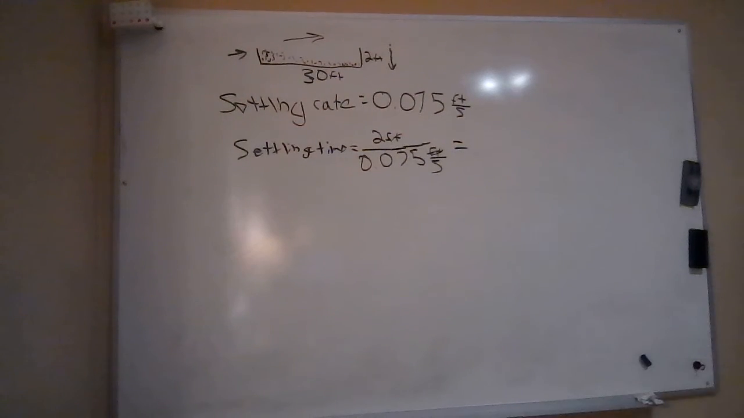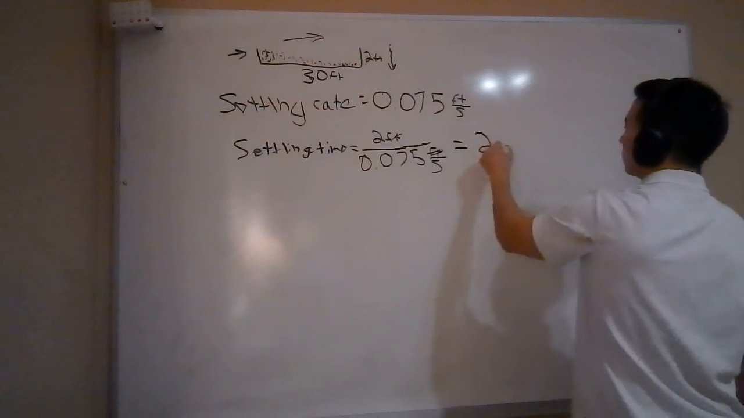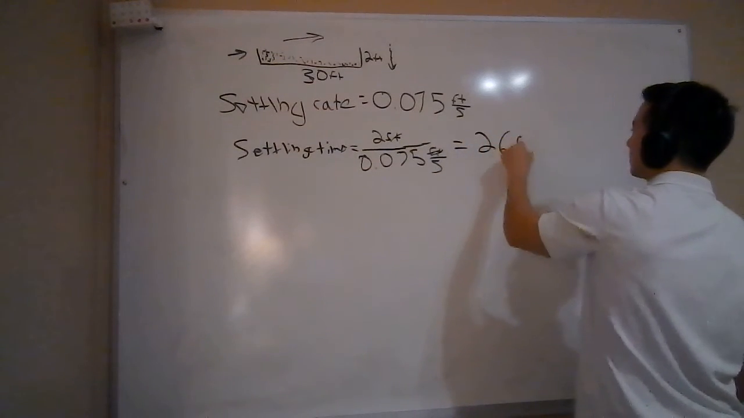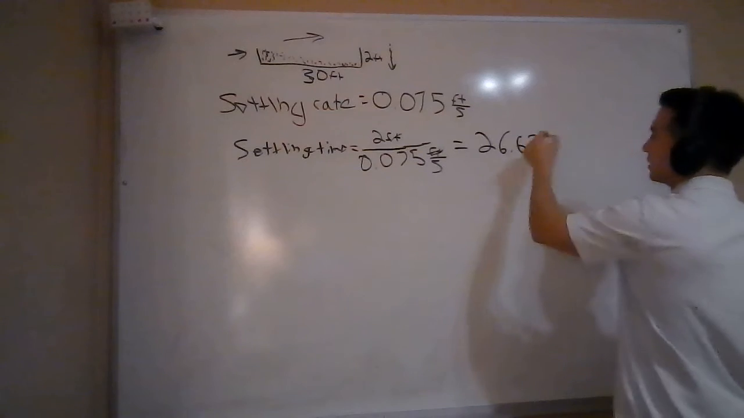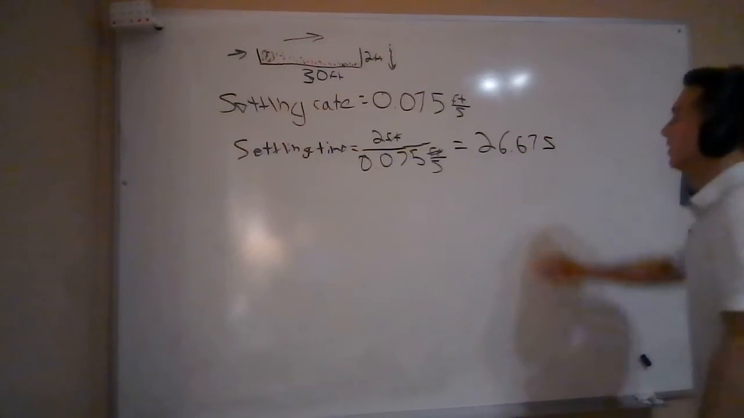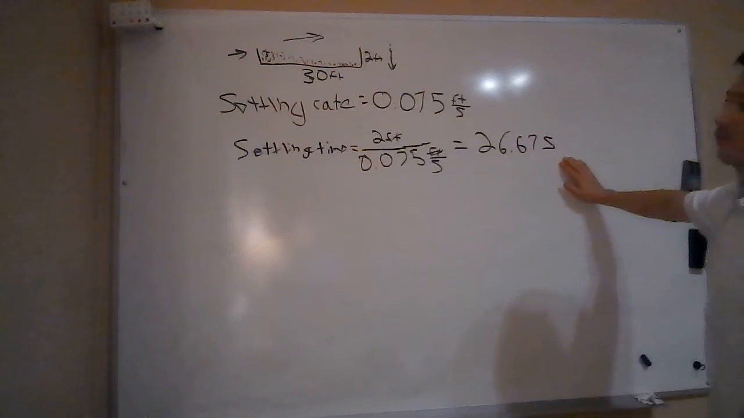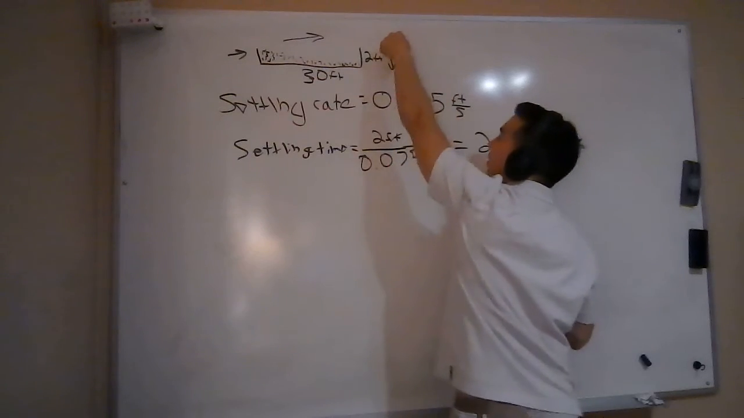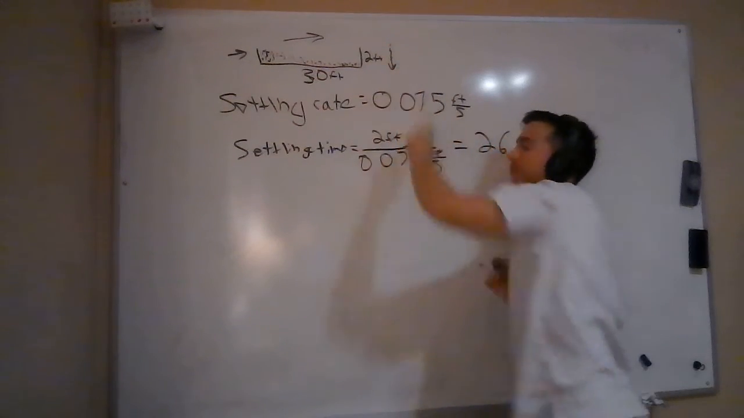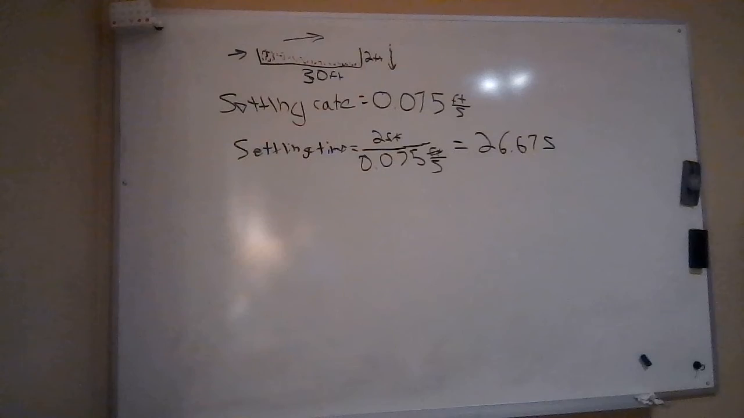What does that tell me? It tells me 26.666, we'll just say 26.67 seconds. This is the amount of time it takes for a particle at the top of this channel to settle to the bottom. So now let's think about that conceptually.